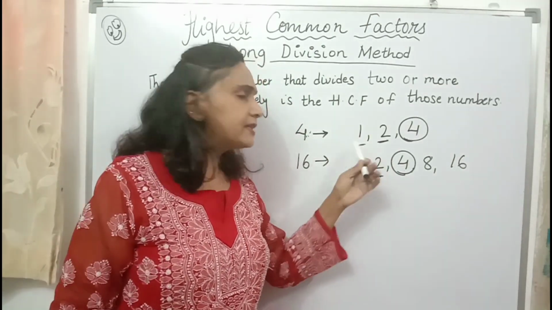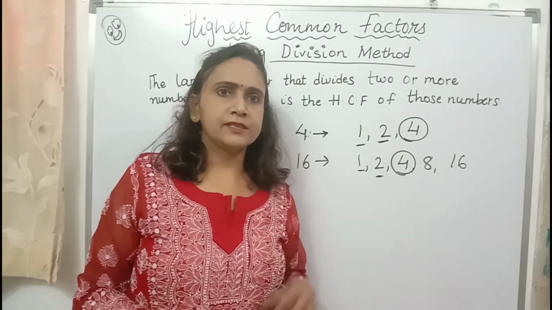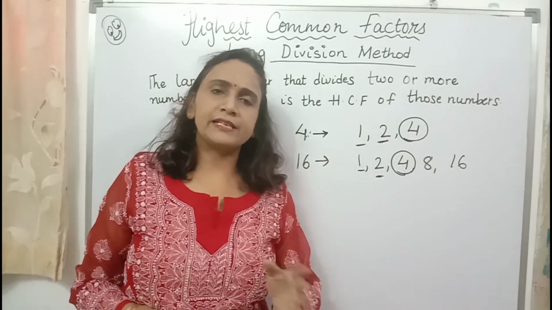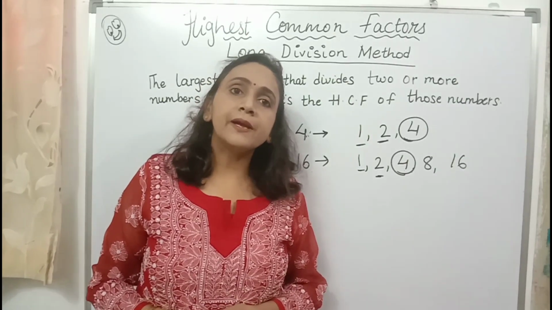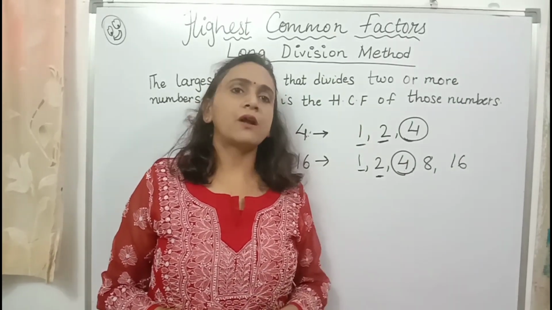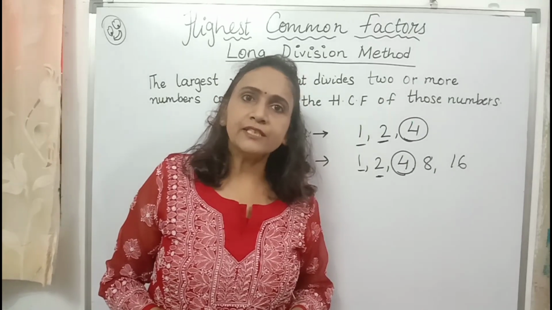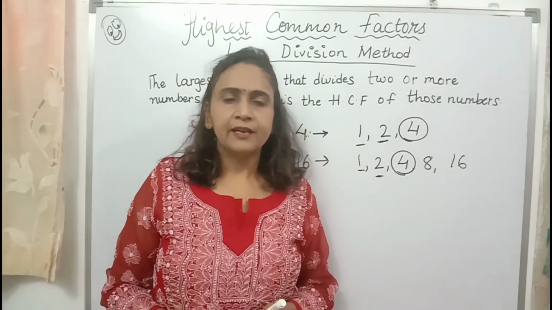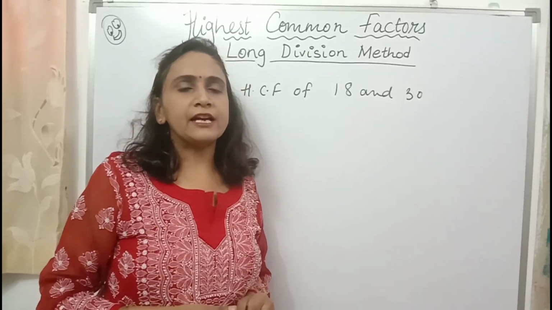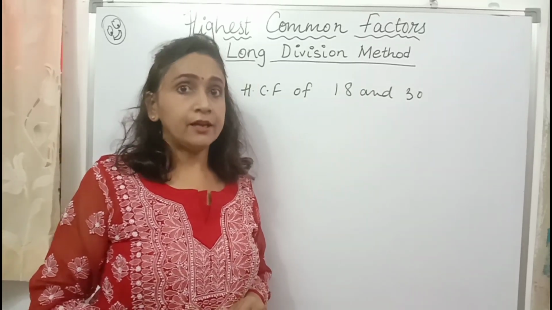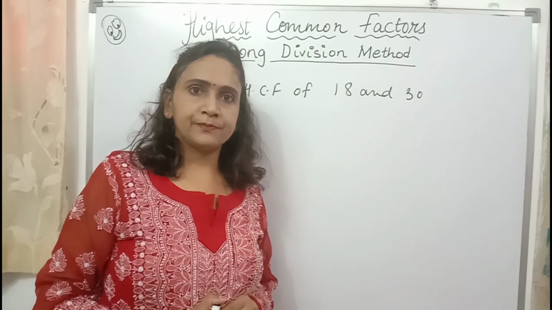Now this method is feasible for small numbers, say 4, 16, 12, 18, where I know the factors. But when I have very big numbers, this method is not feasible. In that case, we do the long division method. Now let's see the long division method. Now let's see this question. Find the HCF of 18 and 30 using the long division method.